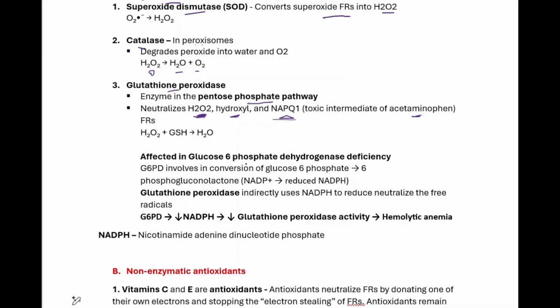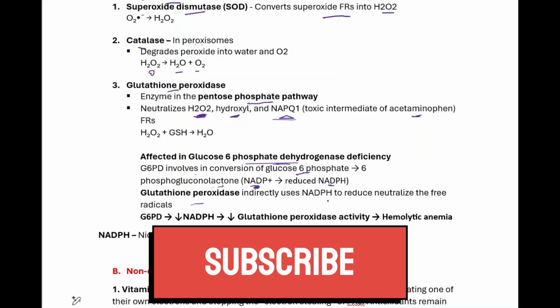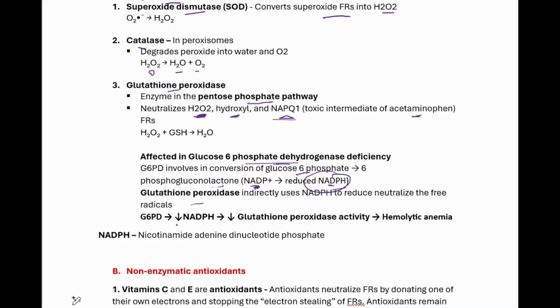And that's why patients who have glucose-6-phosphate dehydrogenase deficiency, remember, glucose-6-phosphate dehydrogenase is important for conversion of glucose-6-phosphate into 6-phosphogluconolactone. This conversion will also help to reduce oxidized NADP plus to reduced NADPH. And this glutathione peroxidase is going to indirectly use this reduced NADPH to be able to neutralize free radicals. So that's why if a patient has glucose-6-phosphate dehydrogenase deficiency, that means they will not be able to produce this reduced NADPH.